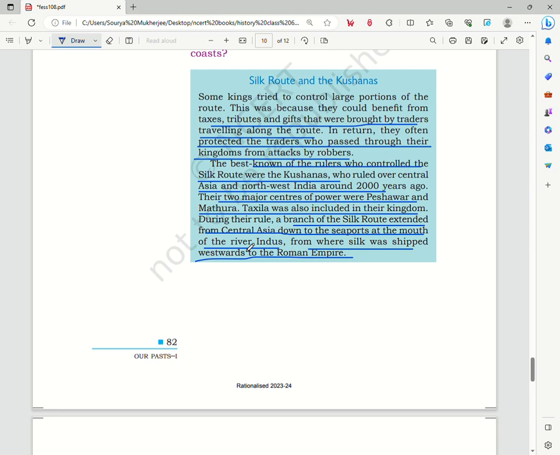So we see how the ancient world was connected: China in the east, the Roman Empire in the west, and the Kushan Empire in South Asia. These were all connected through trade routes via land and also via sea routes.